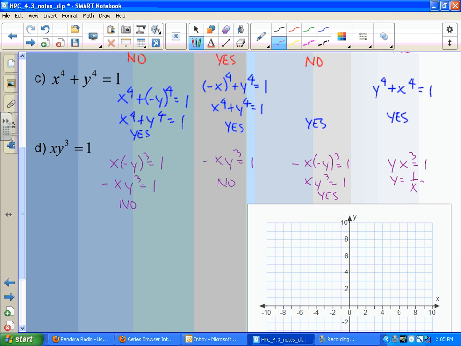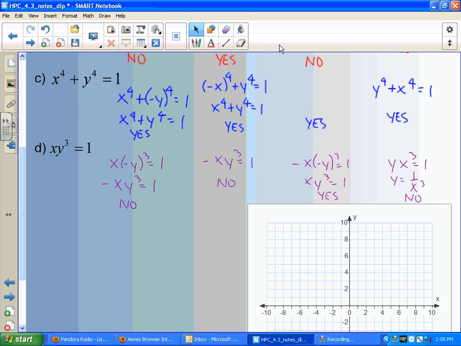1 over x cubed is not the same thing as y cubed x equaling 1. So, no. Wait, doesn't the cube apply to the x or no? The cube applies to the x, that is true. In the original problem? No, because there's no parenthesis around x and y. It's only applying to the base y. Why did you get y by itself? Well, I didn't have to do that.